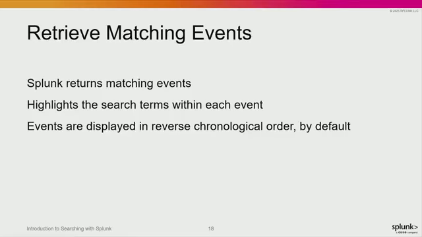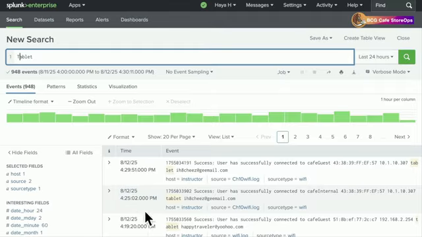So when we ran our search, we were retrieving matching events. Now, as we saw with my example, I was searching on tablet, and I was able to see the term tablet highlighted in each of my results. We also saw that my results were being returned in this reverse chronological order. So this search that I ran at 4:29 was the most recent search, and so it's listed first, and then any other historical events are sorted in that reverse chronological order.